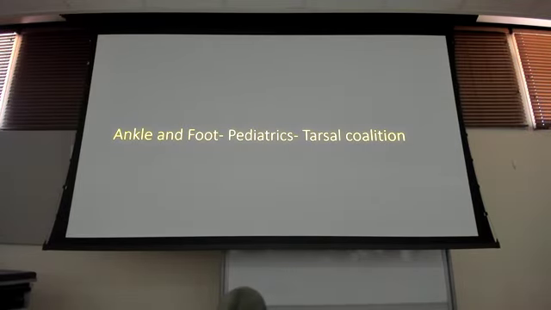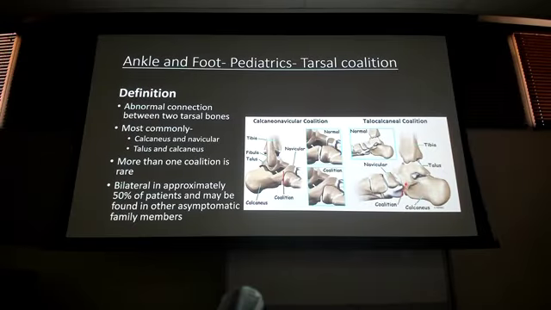All right, tarsal coalition. This is basically where you have what they call a coalition, where two bones are attached together in the foot. It's pretty common, not super common, but it is something that we see not infrequently in practice. An important thing here is that it's bilateral 50% of the time. So we usually get bilateral plain films on them, especially if it's asymptomatic, so we can check if they have it bilaterally.